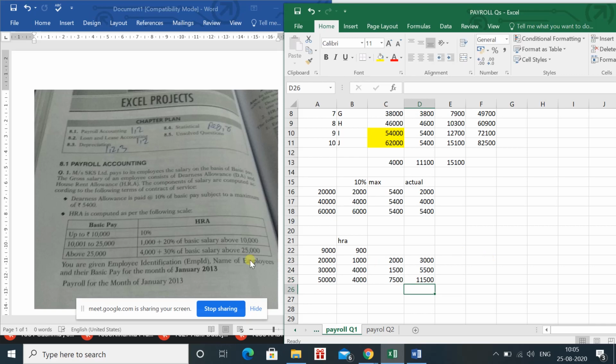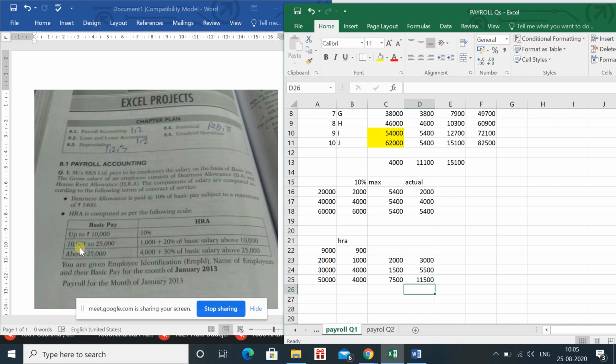For those who are not able to understand, please try to read the question first. If you have not read the question, in that case you can't understand it. You have to understand the condition first, clearly. Up to 10,000 you will receive 10% of the basic salary. So that is related to 9,000. A simple 10% we have calculated, that is 900. Okay, ma'am, now got it.